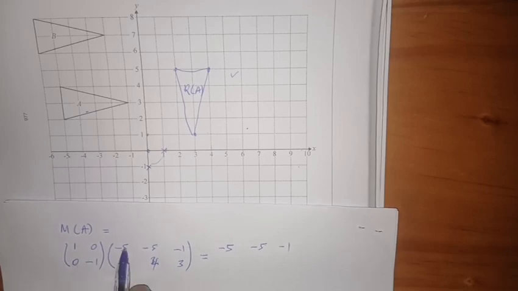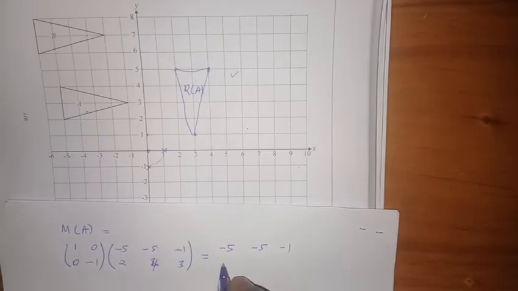This times 0 is 0 plus negative 2. Negative 1 times 2, that's negative 2. 0 times 5, that's 0. Plus negative 1 times 4, it's negative 4. 0 times negative 1, that's 0. Plus negative 1 times 3, that's a negative 3.